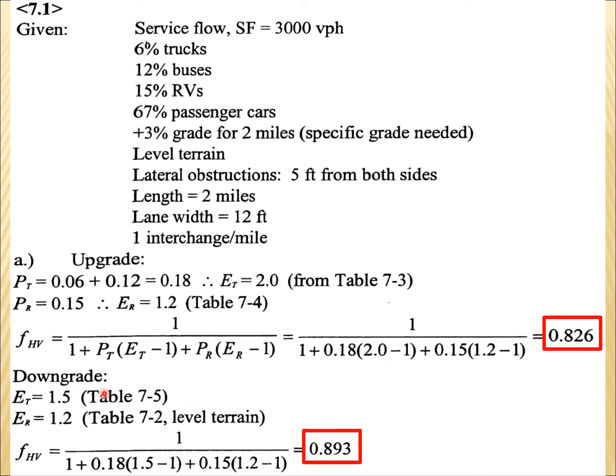Then the downgrade. You can see that E sub T is 1.5 from Table 7-5, and E sub R is 1.2, from Table 7-2, corresponding to the level terrain condition. And F sub HV, again by using the formula, we have got 0.893.